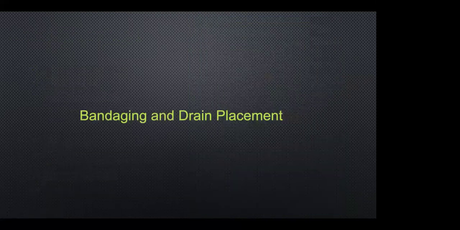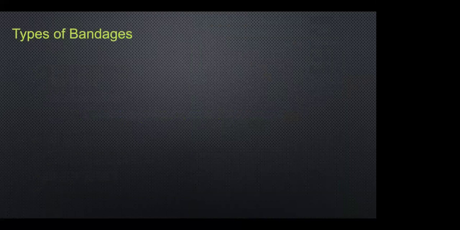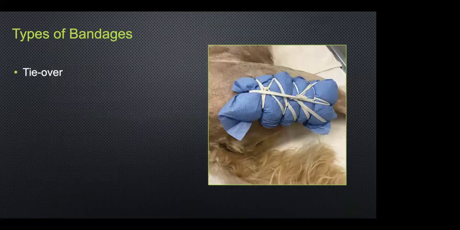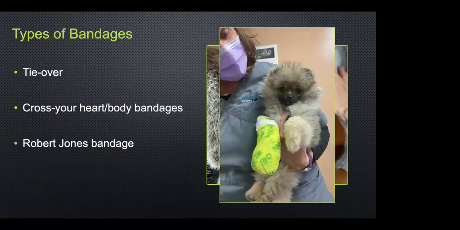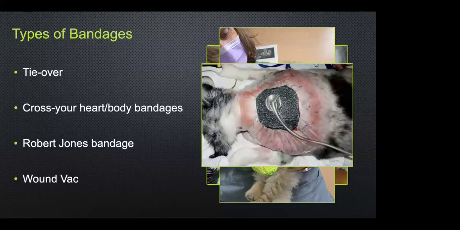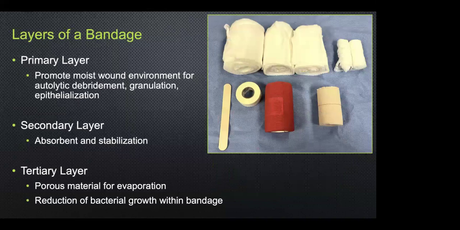Briefly on bandaging and drain placement. So there's different types of bandages that we can use. We've got tie overs, cross your heart or body bandages, Robert Jones bandages, and wound vacs. Layers of a bandage, you've got 3 layers, your primary, secondary, and tertiary. The primary layer is going to promote that moist wound environment. Those are the primary agents we talked about, the honeys, the alginates. They're going to help with debridement, pulling out that exudate, forming granulation tissue bed, and epithelialization.